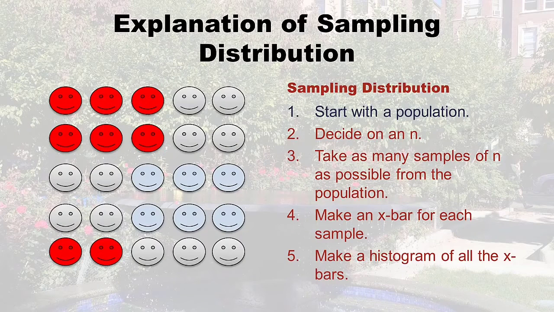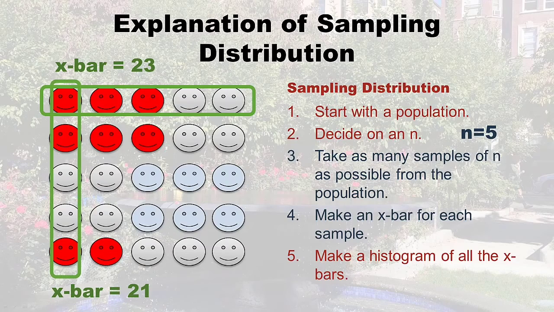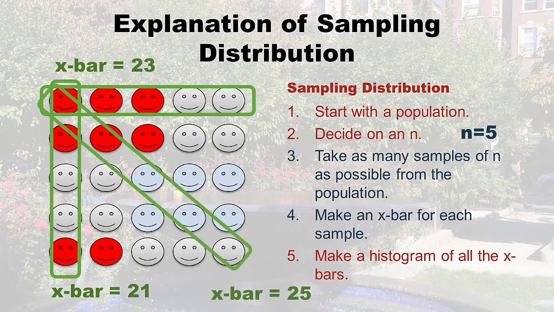Let's decide on an N. How about 5? 5 is good, right? So now what I'm trying to do is take as many samples of N as possible from all of these people on the slide. So here's our first sample we took, and we got an X bar for BMI of 23 from these 5 people. Well, let's try these 5 people. Now look, we double dipped with that first one, okay, but we get this X bar of 21. And we can keep going.